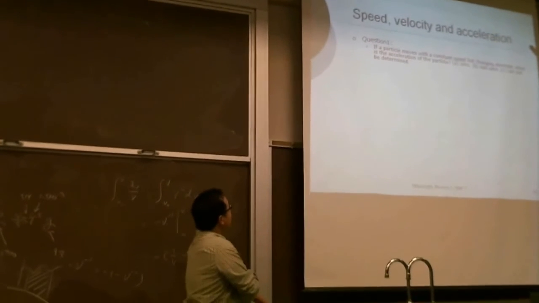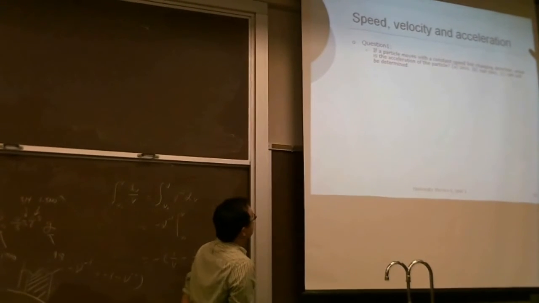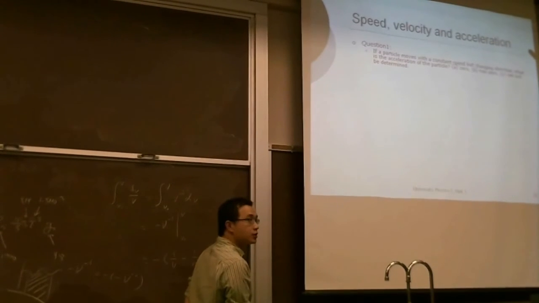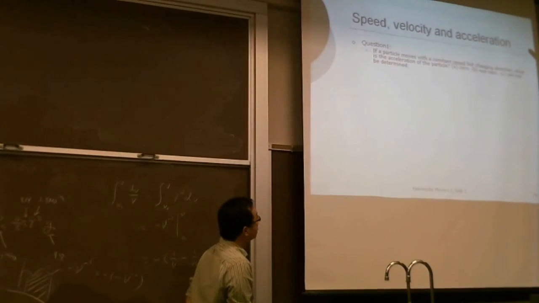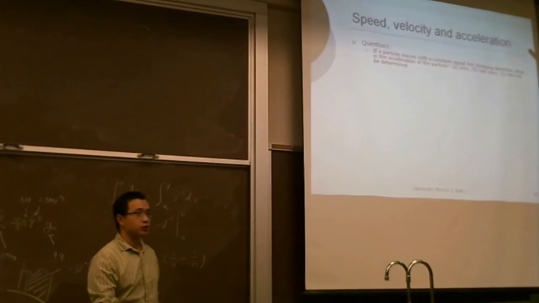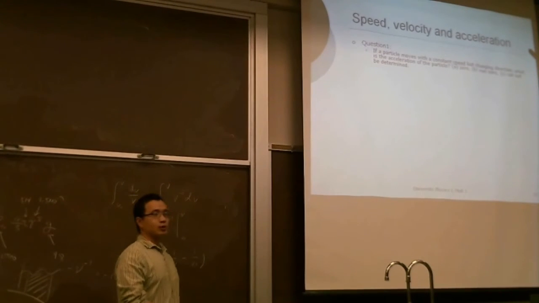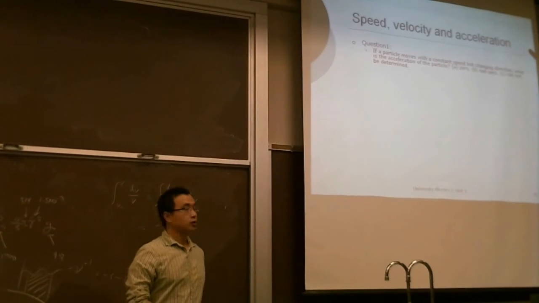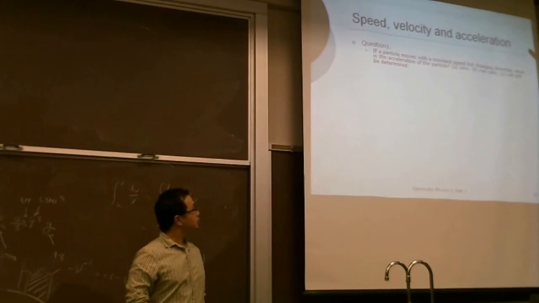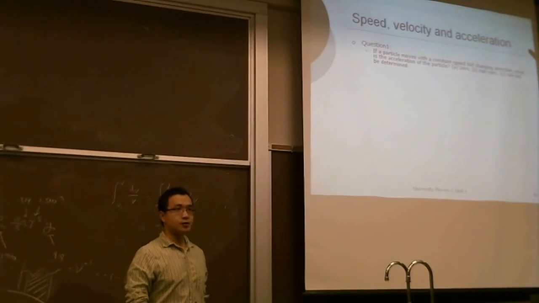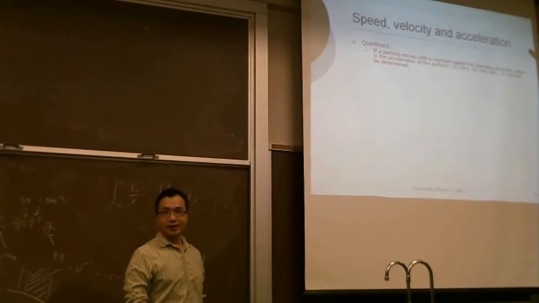Question 1. If a particle moves with a constant speed but changing direction, what is the acceleration of the particle? A, 0, B, non-zero, C, cannot be determined. In this case, what's that? C. Okay, anything else? B, non-zero. Anyone would say A?